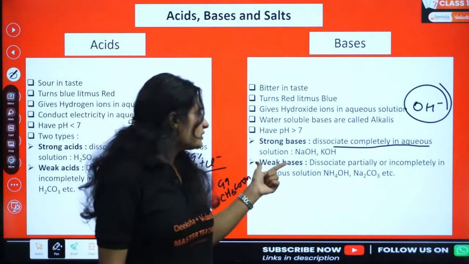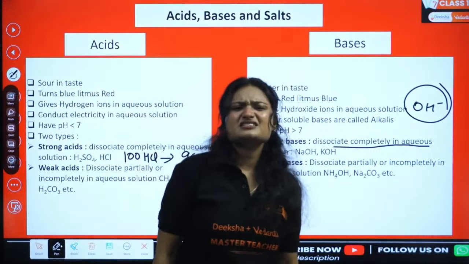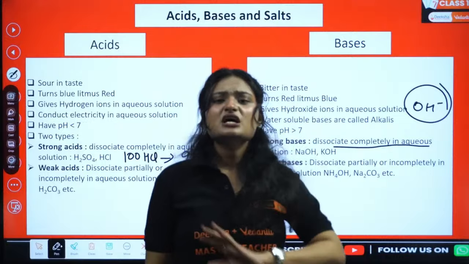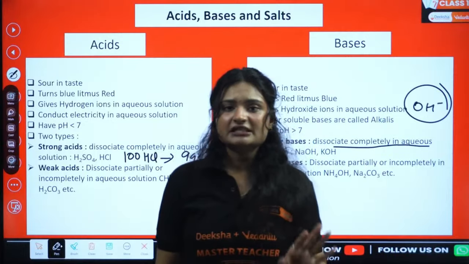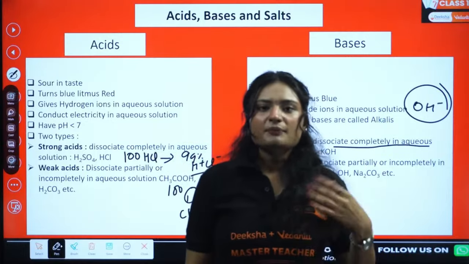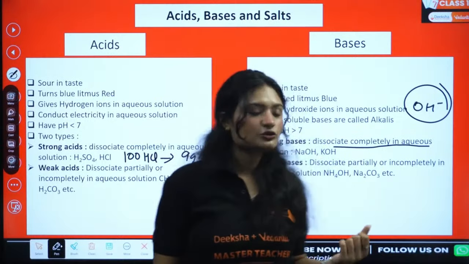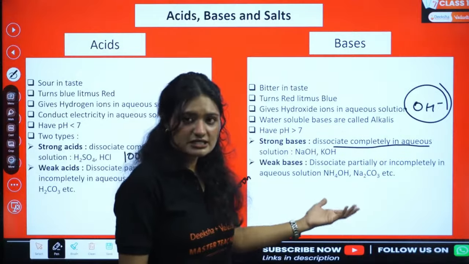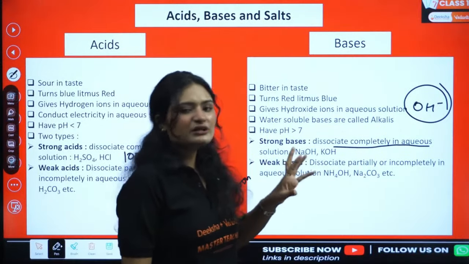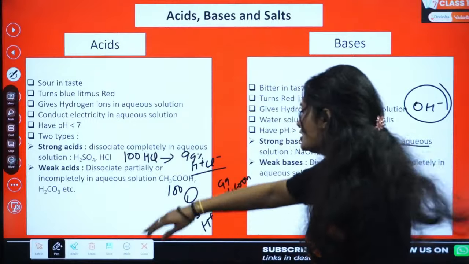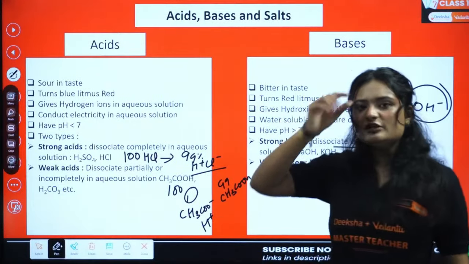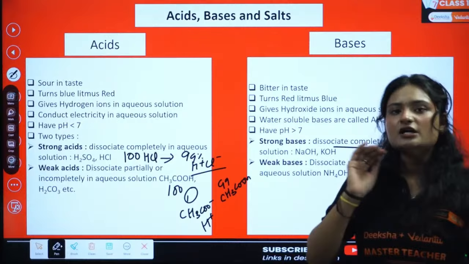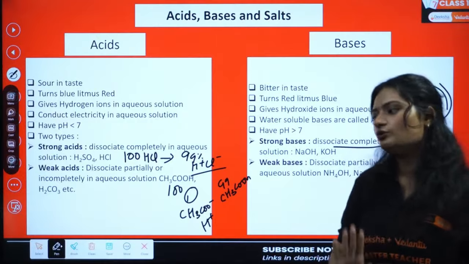Okay, next one, weak bases. Weak bases are those bases which do not completely dissociate in aqueous solution. They do not ionize completely. They are partially ionized. Examples include ammonium hydroxide. Ammonium hydroxide is a weak base. It only ionizes partially, similar to acetic acid. Only some will be there as NH4 positive and OH negative. The rest will remain as ammonium hydroxide only.